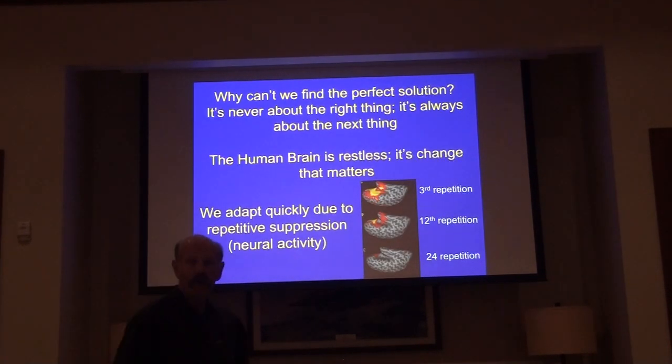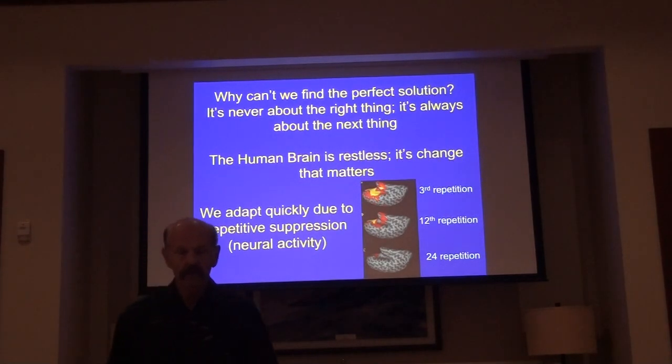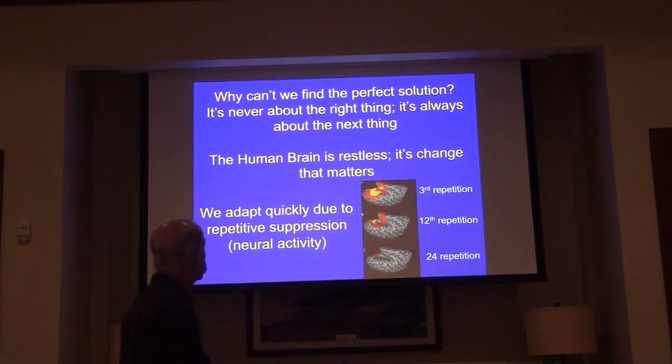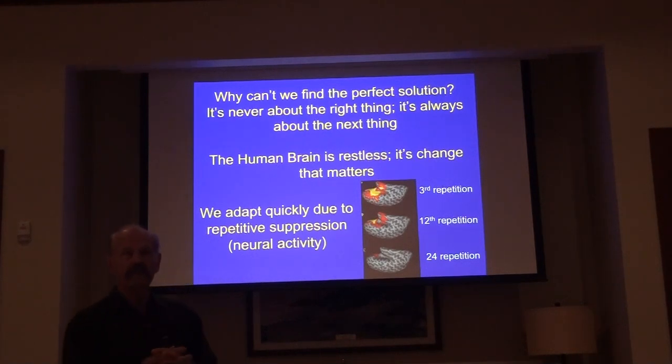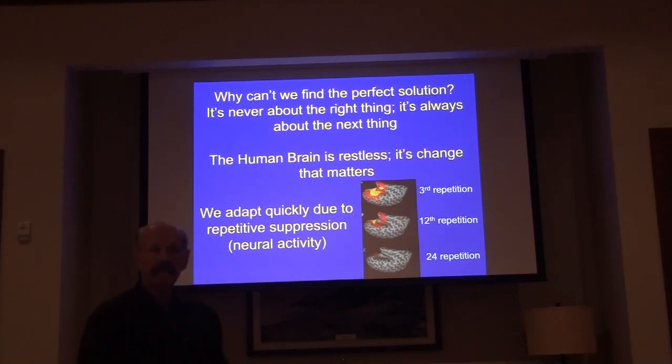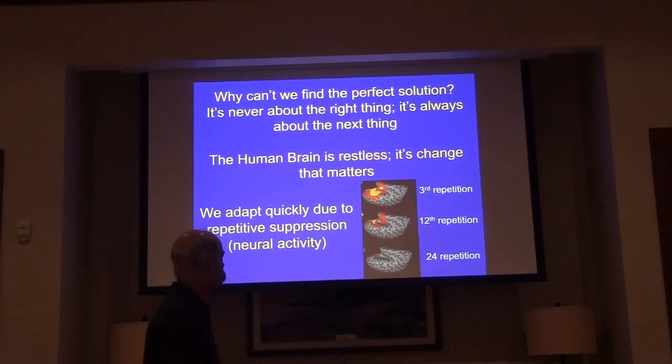Okay, why is it that we're always looking for another solution to a problem? We're never really satisfied with what we've done. It's always like we're looking for the next thing, and it's a part of our human spirit. Our brain is restless, and it's looking for change. One of the reasons is that we adapt very quickly. Our brain adapts to repetition suppression.